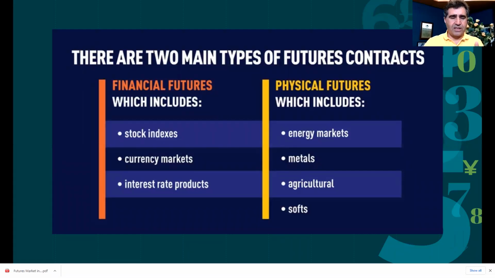It was taking off. It's the stock indexes, the currency markets, the interest rate products. And the other ones, which were really the start of the futures market, were the agriculture, which is a physical that could be delivered. So the agriculture, the softs, when we talk about softs, we're looking at coffee or cocoa or orange juice, cotton. These are the soft commodities, which we had a class on in the past. We call them breakfast commodities.